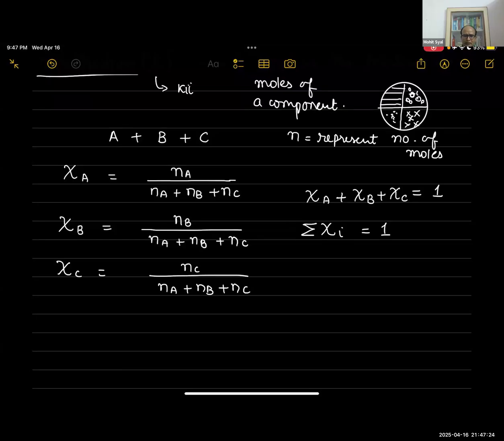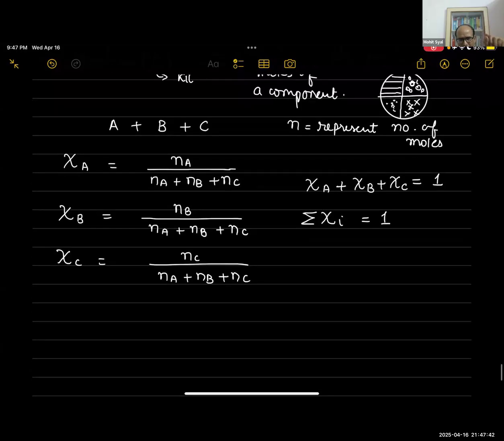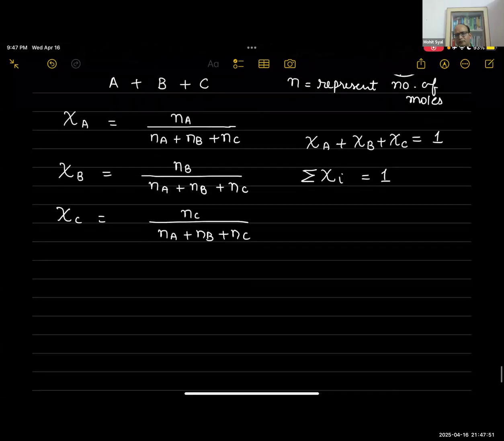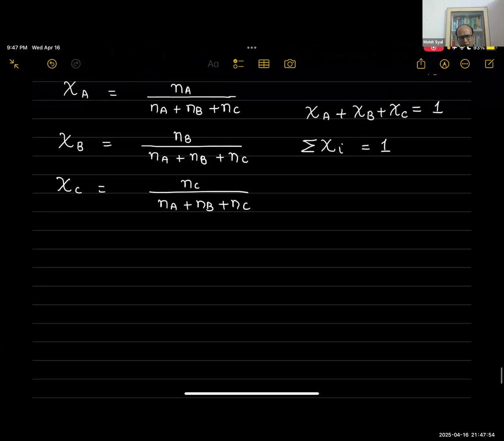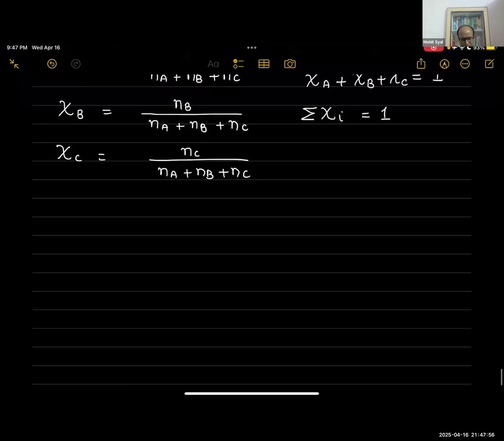So if you have two components, and the mole fraction of one is 3 by 4, what will be the mole fraction of the other component? 1 minus 3 by 4, that will be 1 by 4. So if the mole fraction of just one is missing, you can find it out by subtracting the mole fraction of the rest of the components from one. Okay.